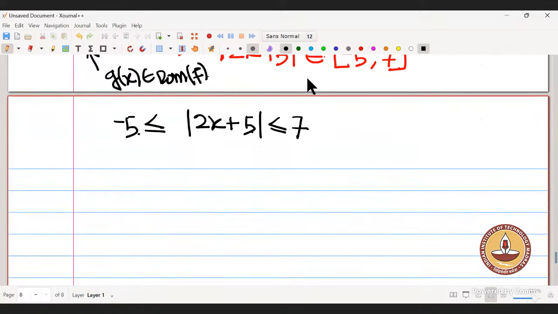So from here, what can you do? Any idea? Sir, we will take two cases, one positive and one negative, and then solve. Yeah, if you take the positive one, what will happen? Sir, the left side becomes -10, because 5 will go to the left side. No, it's -1.